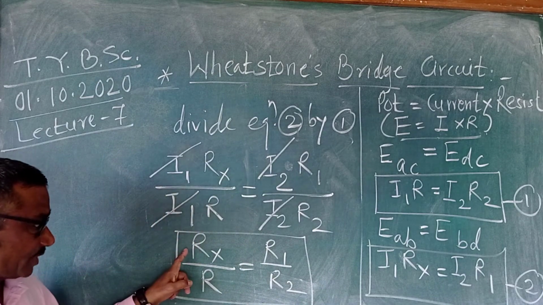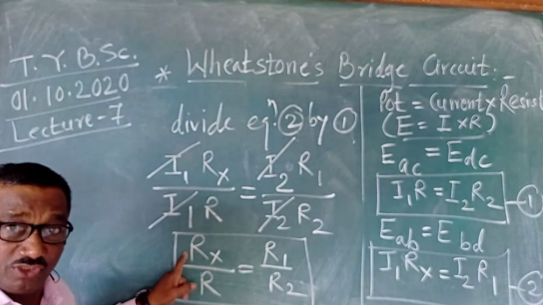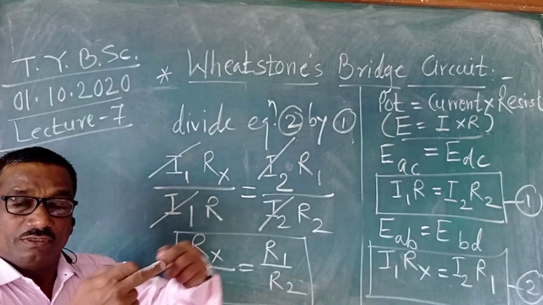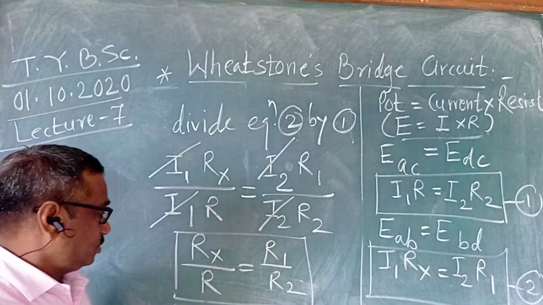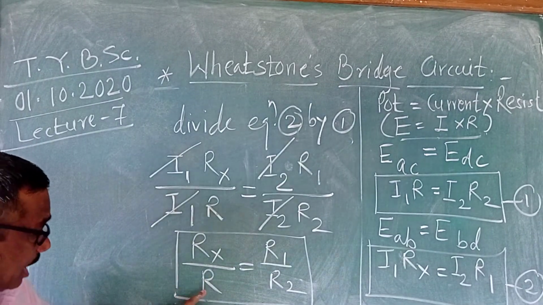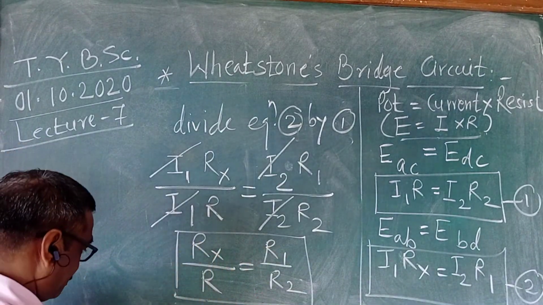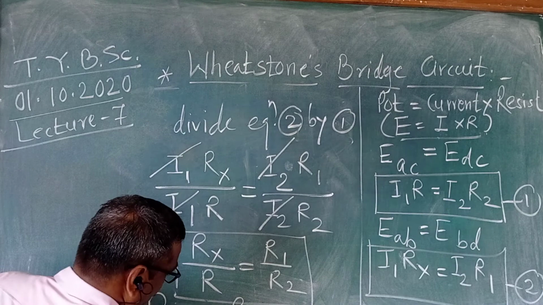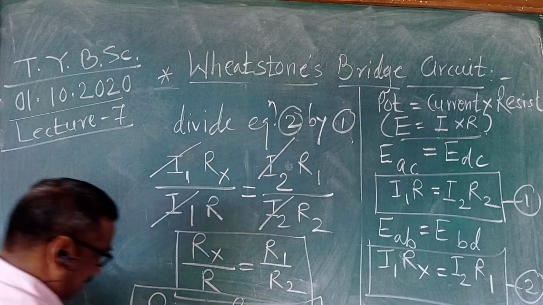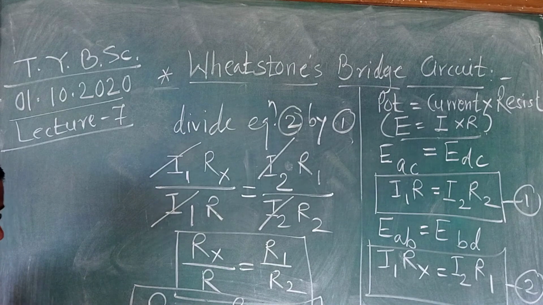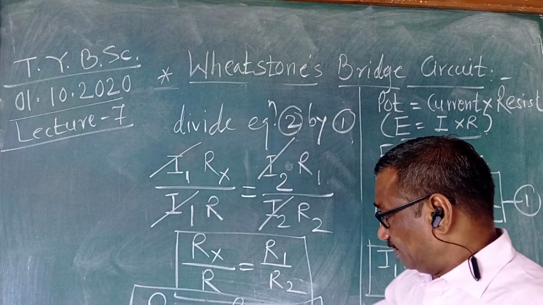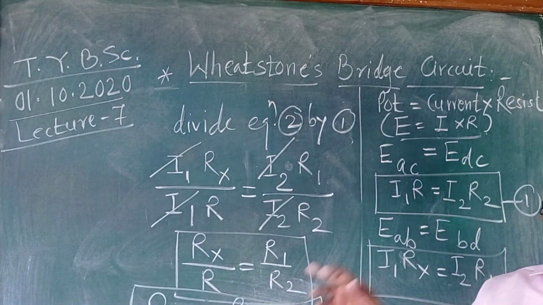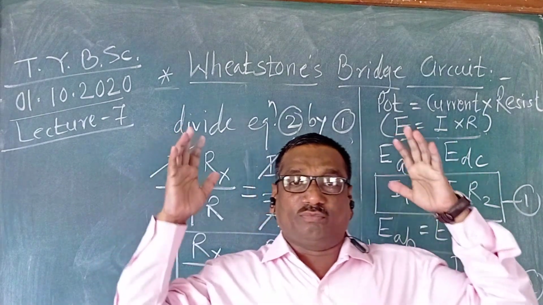In this equation, Rx is the unknown resistance where the conductivity cell is dipped in the solution. R is a variable resistance which is known. R1 is known, the length of the wire. R2 is known. So these three, R, R1 and R2, are known and you will get Rx. So Rx is equal to R1 upon R2 into R. In this way you can find Rx, the unknown resistance, by knowing the values of R1, R2 and R. So this is about the Wheatstone bridge circuit.